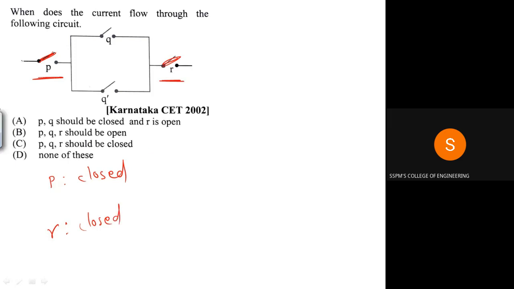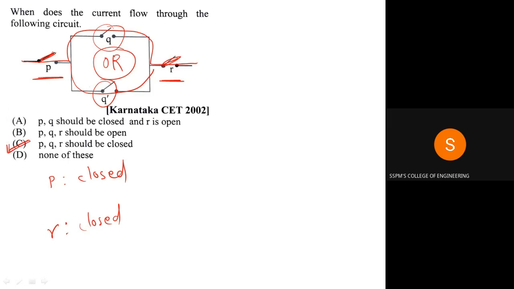So current flows through here. Also current can flow through here. Now what is required? In order for current to flow through this whole circuit, either the current should flow through this way or the current should flow through this way. So what will we use here? Or operator. Either this should be closed or this should be closed. So that is the correct option. PQR should be closed. This you can say.